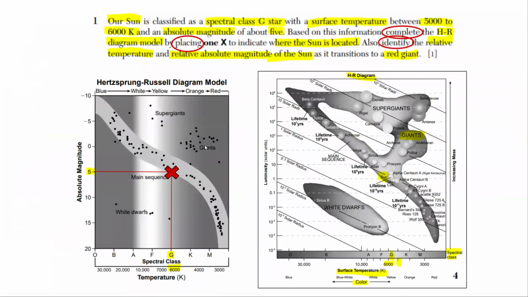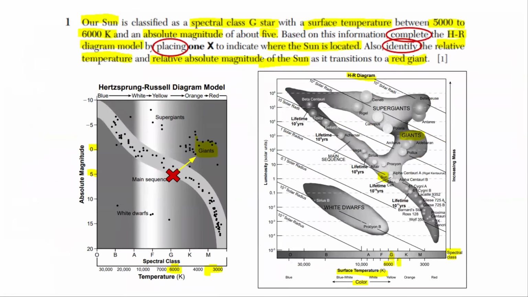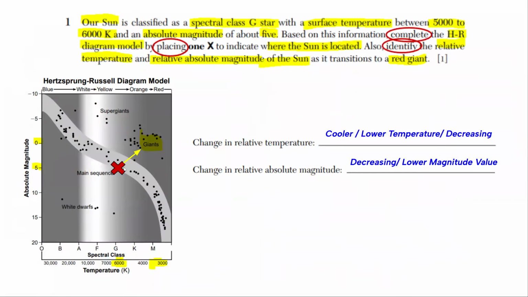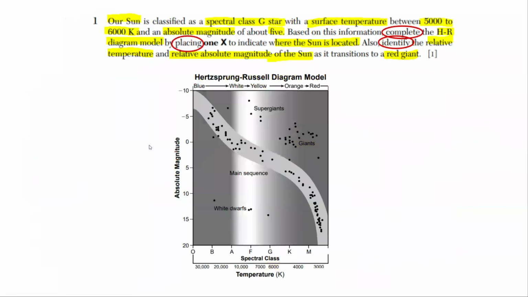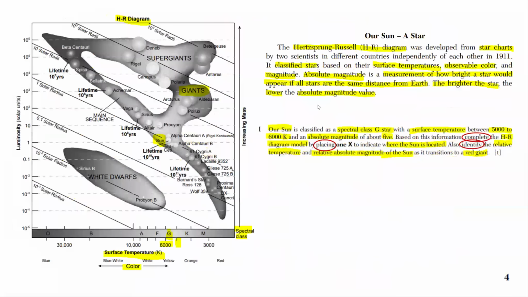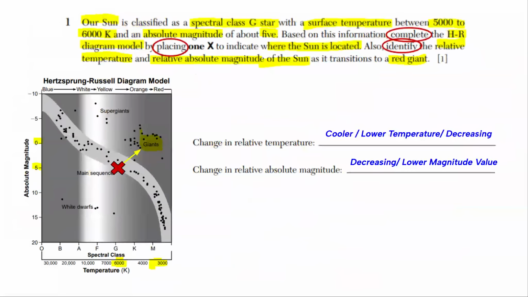So lots of information for you here. For that one, I should say that the change in relative temperature from the sun to giants should be that the giants should be cooler, with a lower temperature, so the temperature should be decreasing as it transitions. And the change in relative absolute magnitude should also be decreasing, or it should be a lower magnitude value. You'd also say this means that the brightness is increasing. You can quote this: the brighter the star, the lower the absolute magnitude value. And it looks like the giants have a lower absolute magnitude value.